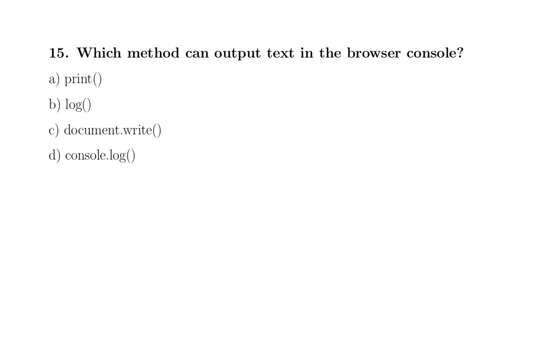Which method can output text in the browser console? Print, log, document.write, console.log. The correct option is console.log, which is used to output text in the browser console mode.